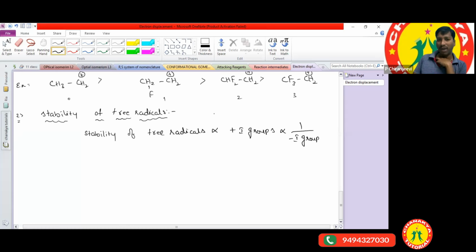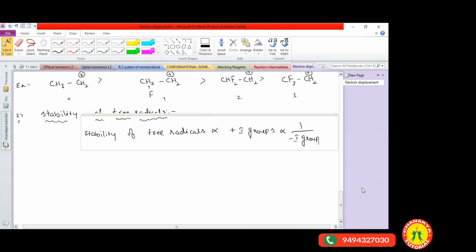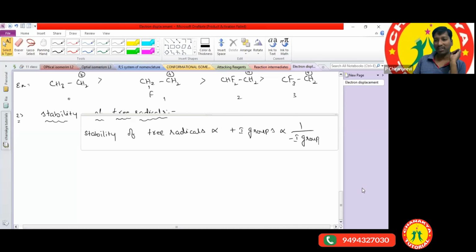Okay, so are free radicals paramagnetic or diamagnetic? Aditi, are free radicals paramagnetic or diamagnetic? Paramagnetic. So free radicals are paramagnetic in nature.